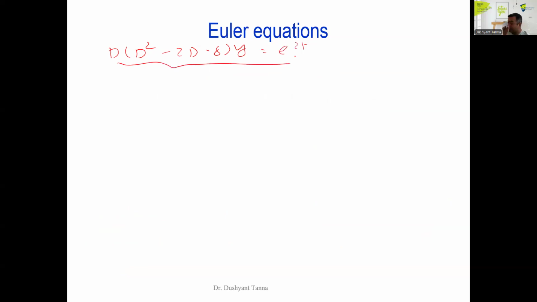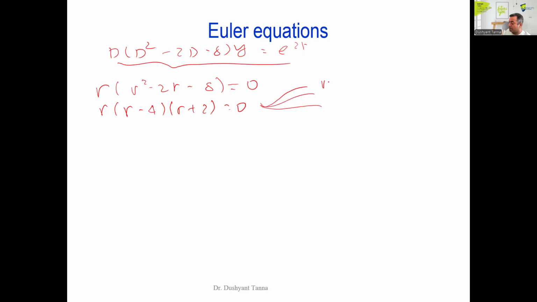From here, we make the auxiliary equation, the characteristic equation. We call it R. You could have called it M or anything. So wherever you find D, call it R. R squared minus 2R minus 8. Make it 0, we find the roots. So (R minus 4)(R plus 2). You've got 3 roots here. R is either 0, R is either 4, or R is minus 2.